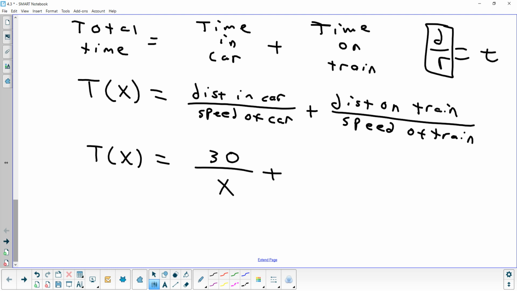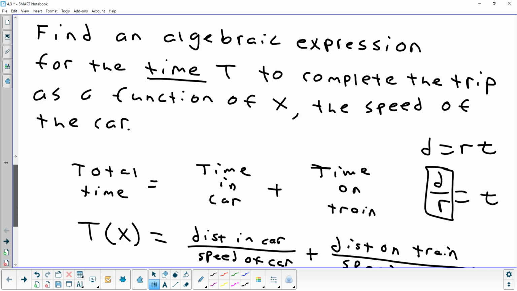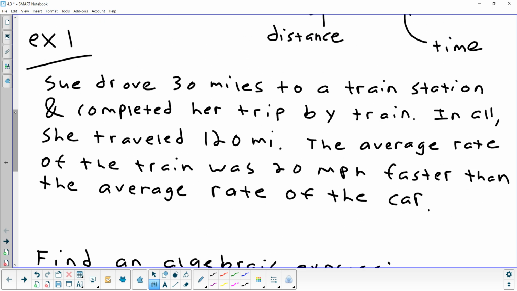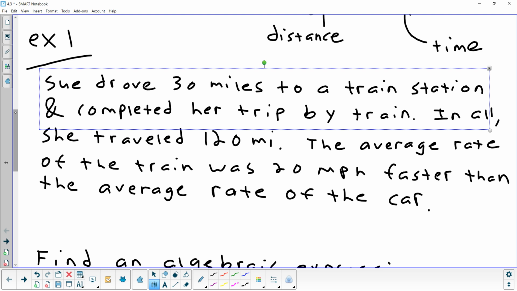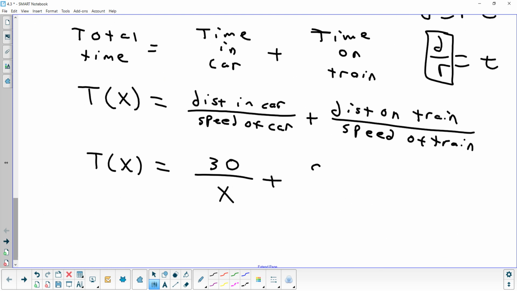Now we need to figure out the time on the train. Well, we need the distance divided by the speed. What's the distance that the train traveled? They don't give us that, but we should be able to figure that out based on what they did give us. Yeah, Jake? 90. Total trip is 120, and she did 30 by car. So the distance of the train is 90.